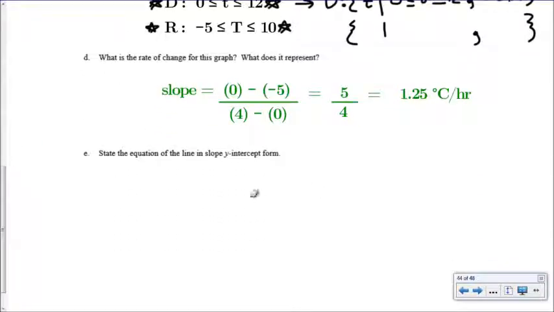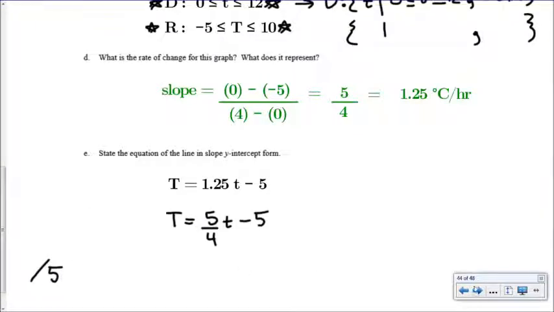And last up on this page, so we're just going 1 mark per question for each of these. So 1 mark for part A, 1 mark for part B, and so on. And there's the equation, 1.25t minus 5. Now, if you decided instead to write it as a fraction, that's totally fine as well. 5/4 t minus 5 is perfectly acceptable. Actually, it's probably preferred, but either one is fine. Okay, that page is out of 5.